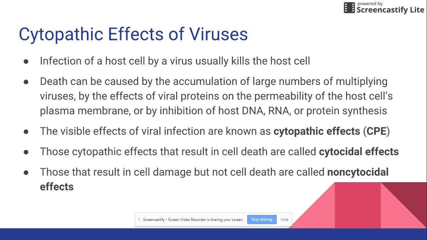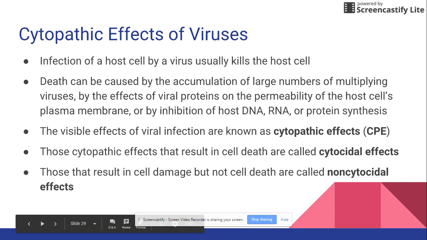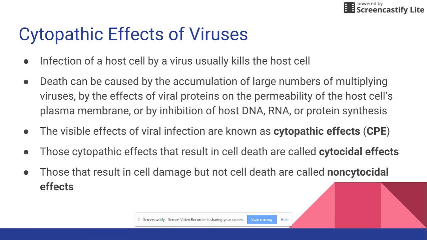So death can be caused by accumulation of large numbers of multiplying viruses. So if the host cell can rein in the number of viruses that are multiplying, trying to kill it, then the host cell can win against the virus. But if it can't, then it becomes overwhelmed, and the virus can kill the host. So it can accumulate, and by the effects of the viral proteins.